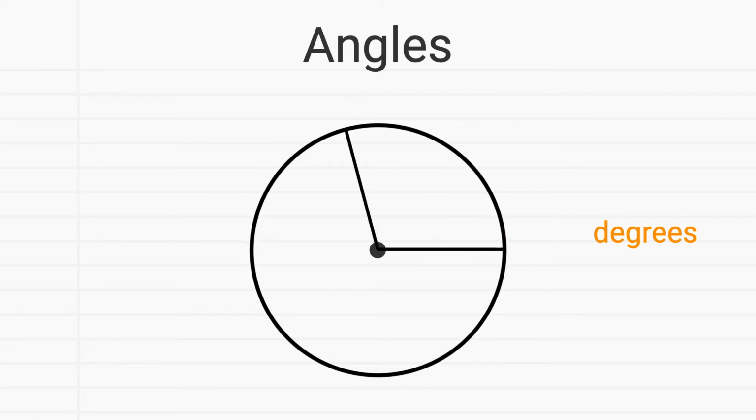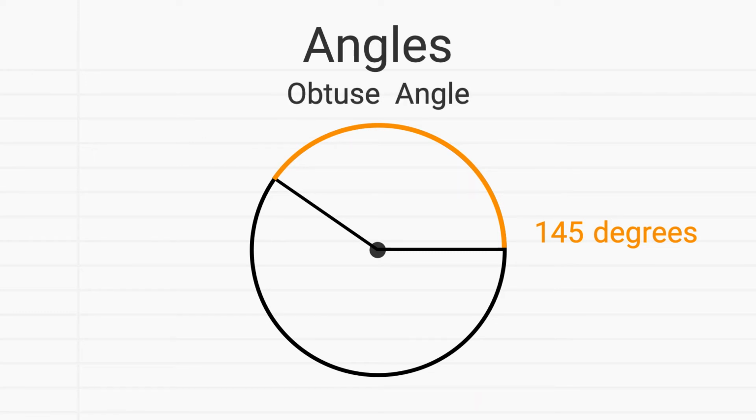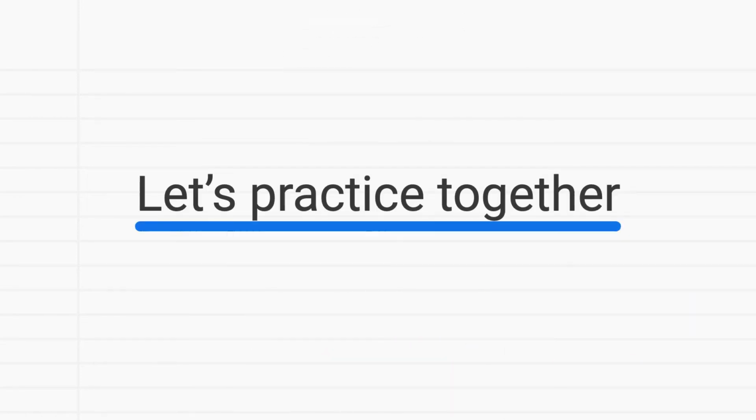If the angle is bigger though, if it's say 145 degrees, then we call it an obtuse angle. So a 145 degree angle is obtuse, and a 120 degree angle is obtuse. Now that we understand a little bit about angles, let's practice identifying some together.